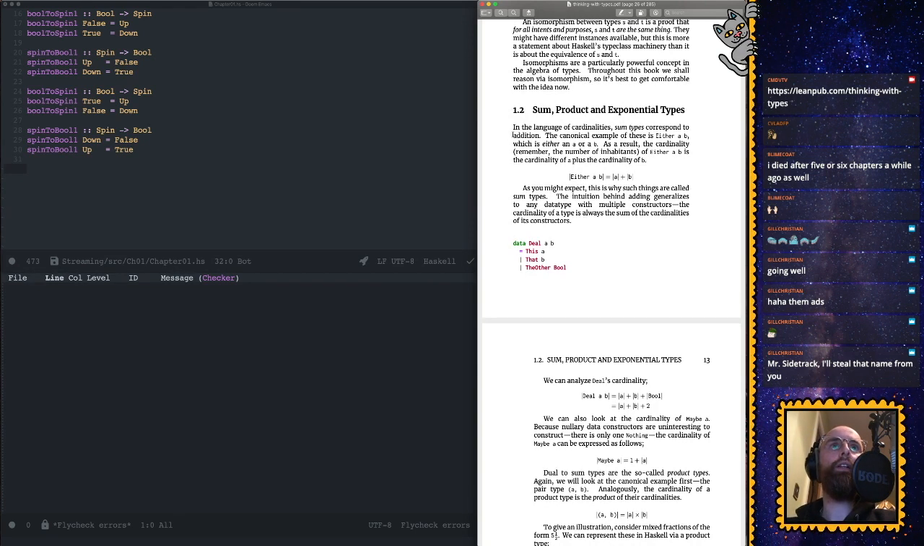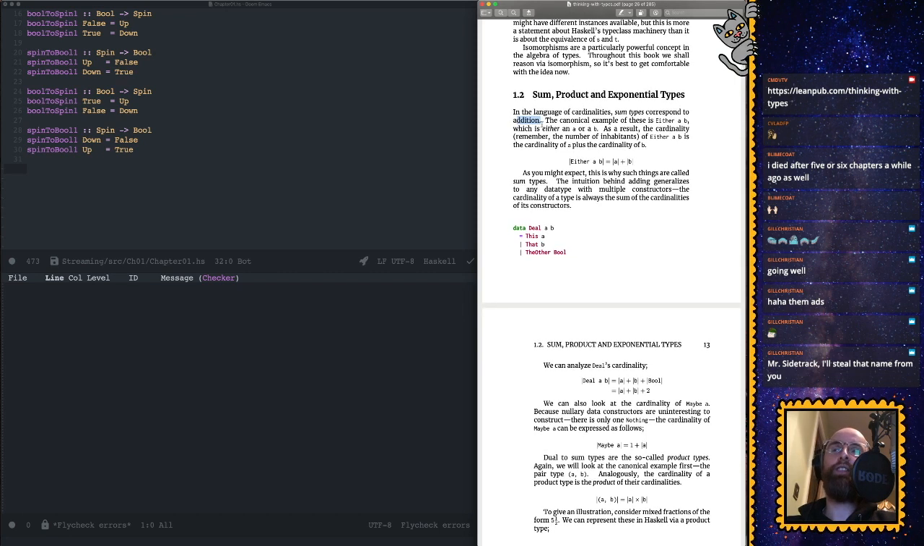In the language of cardinalities, some types correspond to addition. Oh, I remember this bit, and when I read this I was like, what the hell? This is so cool. So some types correspond to addition. So this is a sum type. The canonical example of these is Either A B, which is either an A or a B. As a result, the cardinality, remember, the number of inhabitants, of Either A B is the cardinality of A plus the cardinality of B.